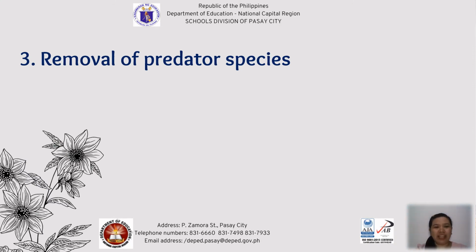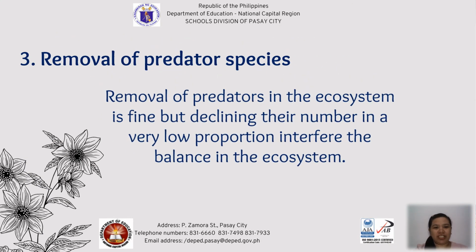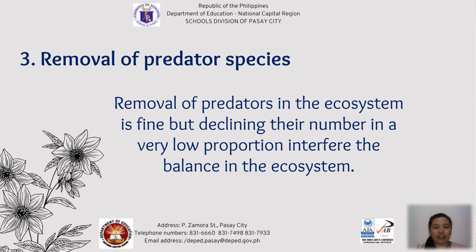The next event is the removal of predator species. Removal of predators in the ecosystem is fine, but declining their number to a very low proportion interferes with the balance in the ecosystem. A massive elimination of predators in a community can disturb the prey population and elevate the imbalance in density.